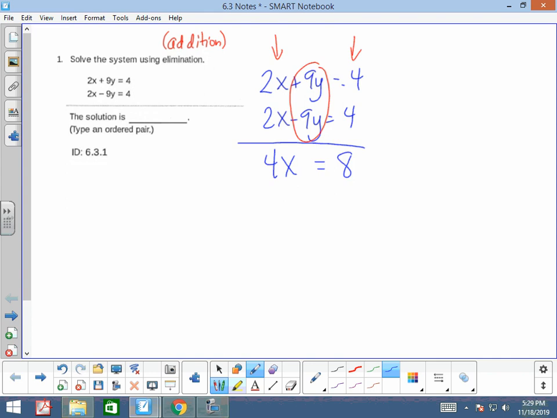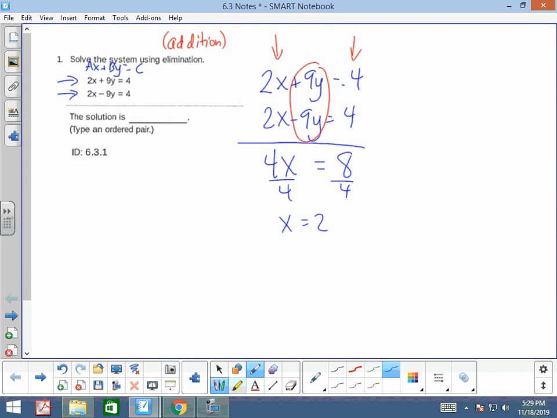So we usually use the elimination method when both equations are in standard form. Remember, standard form is ax plus by equals c. That is normally when we use the elimination method. All right, so now come back over here. We're going to solve for x, and we get x equals 2.